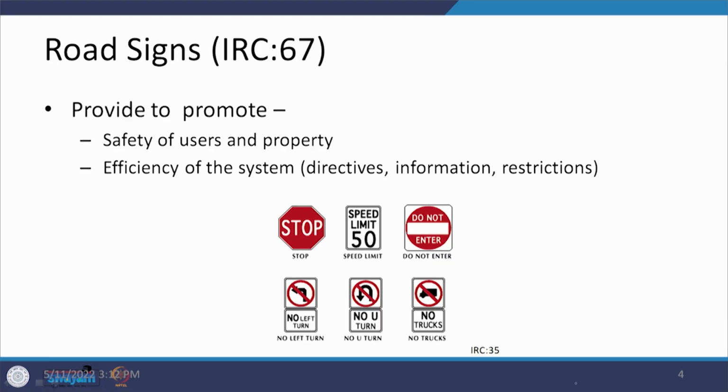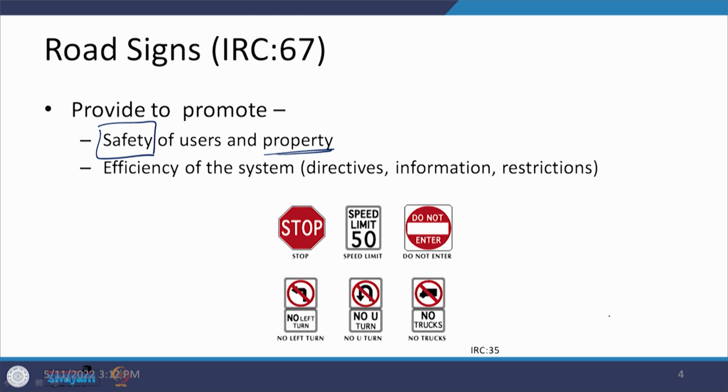Now, when you talk about these road signs or traffic signs, what is the objective of providing these? The foremost objective is that we want to maintain the safety of users as well as the safety of any other item which has been placed either on the carriageway or on the side of the carriageway. So, this property includes everything in that form, any infrastructural provision which is being done in that area.